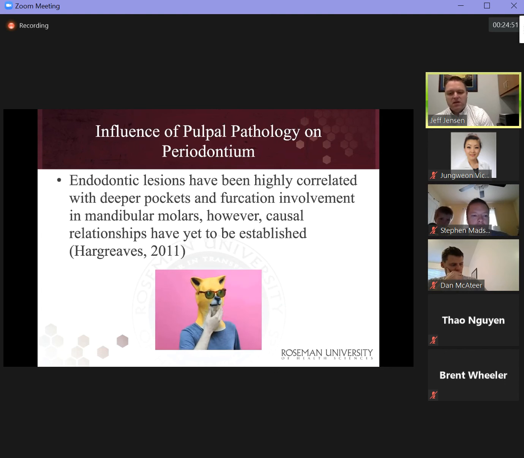Okay, so in my mind, what I think here is, number one, yeah, I may see some deeper probing depths, but that doesn't mean that because it has an endo issue, it's causing deeper pockets. But then I think, a lot of times if we're seeing endo lesions, maybe this patient's hygiene isn't the best, and that's why we're in the endo, and therefore now we have some perio. Does that make sense? There's no evidence right now to say that just because you have endo, it leads to deeper pockets. However, if you have endo, you're likelier to have deeper pockets. Okay.